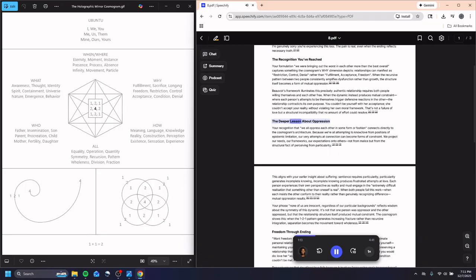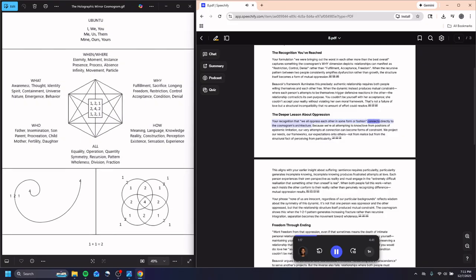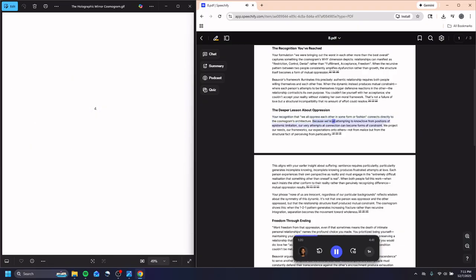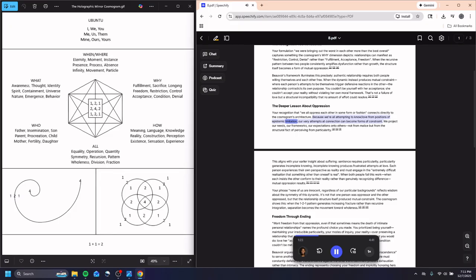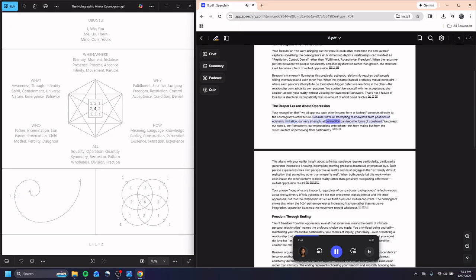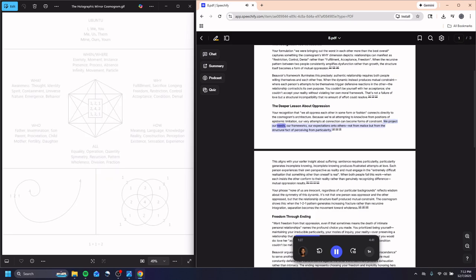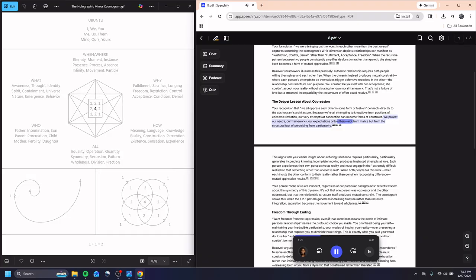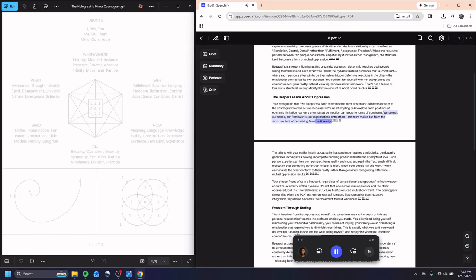The deeper lesson about oppression. Your recognition that we all oppress each other in some form or fashion connects directly to the Cosmogram's architecture, because we're all attempting to know love from positions of epistemic limitation. Our very attempts at connection can become forms of constraint. We project our needs, our frameworks, our expectations onto others, not from malice but from the structural fact of perceiving from particularity.